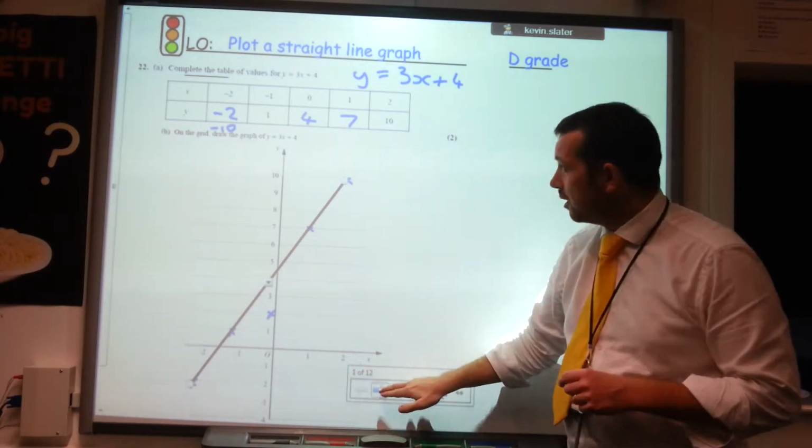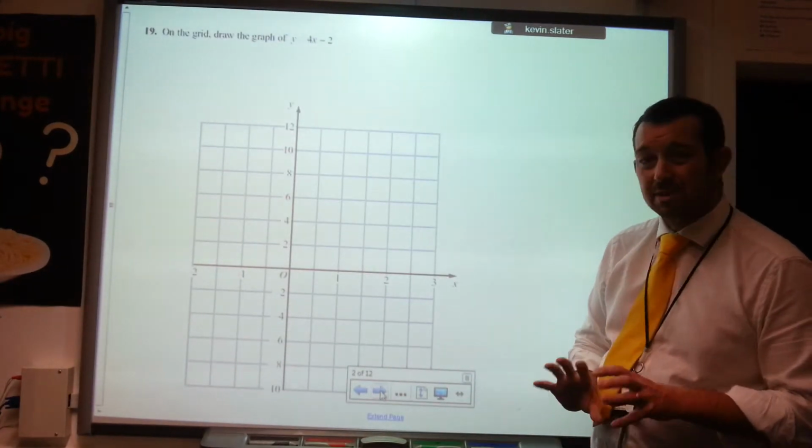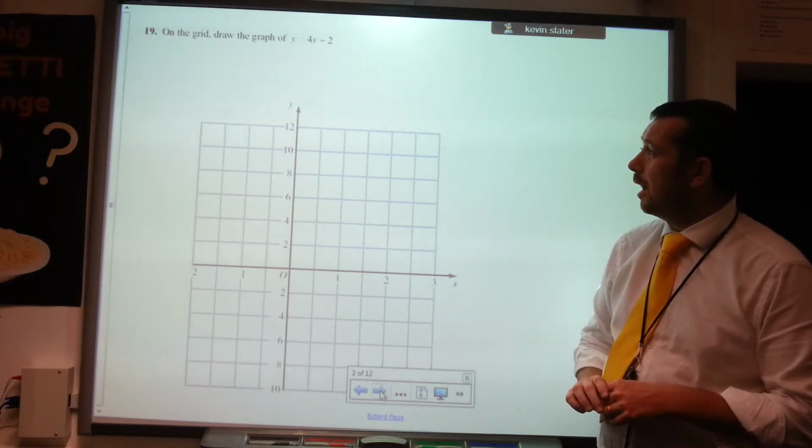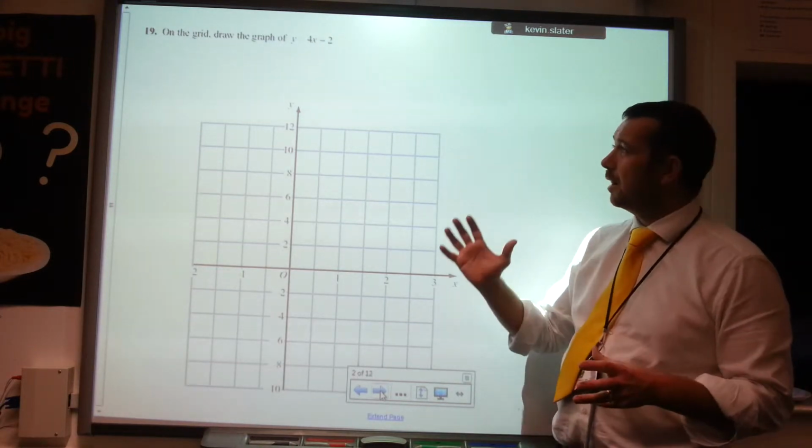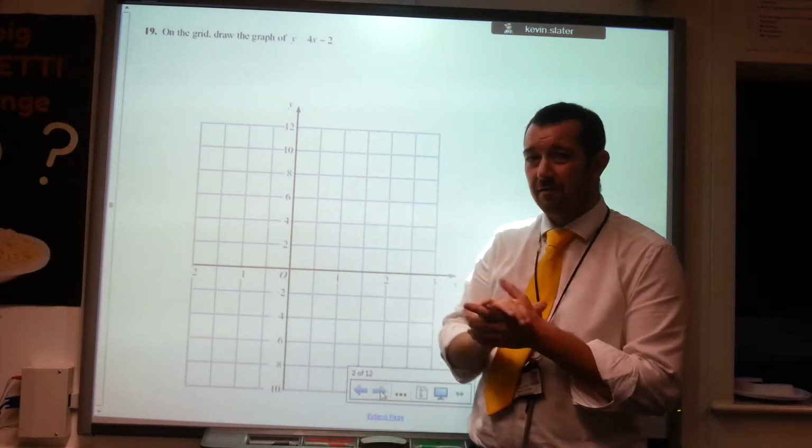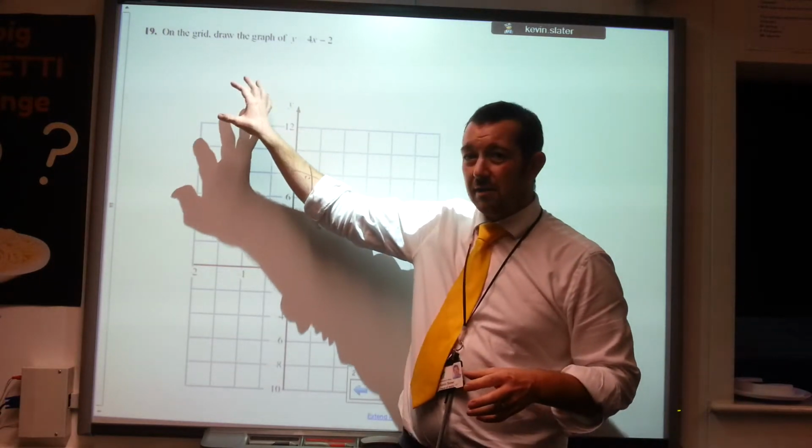Okay. So, as usual, I'm going to give you some to have a go at yourself. Now, sometimes in the exam, when you're asked to draw a graph, notice here on this one, they're not giving you the table here.